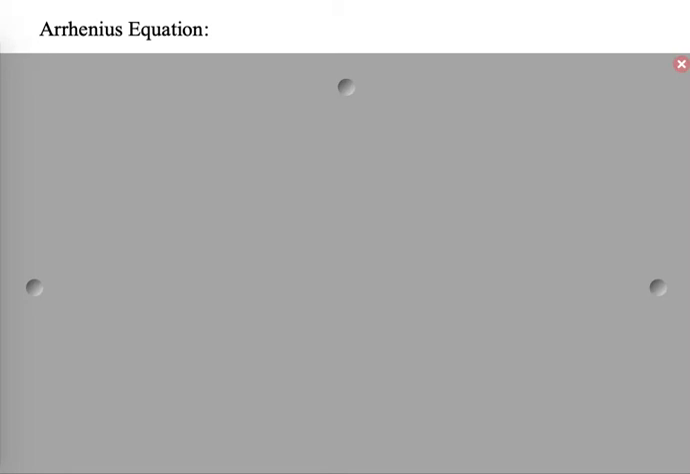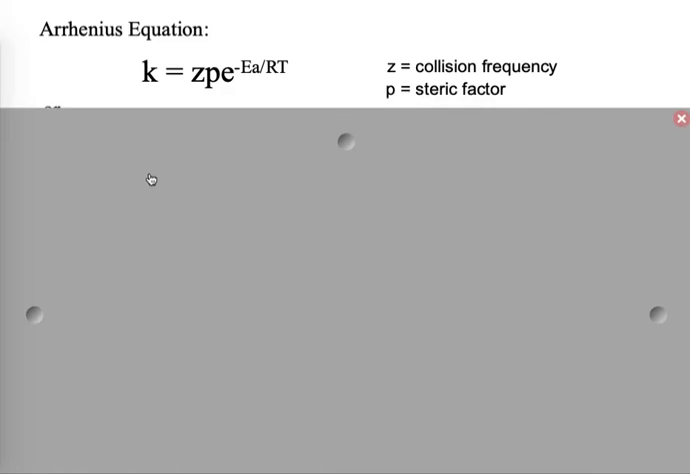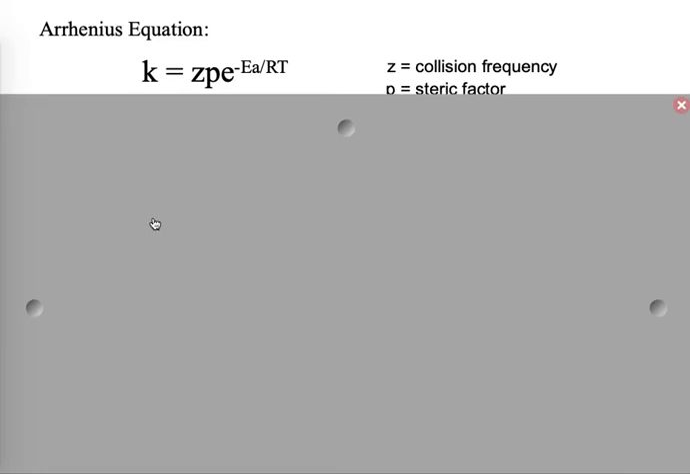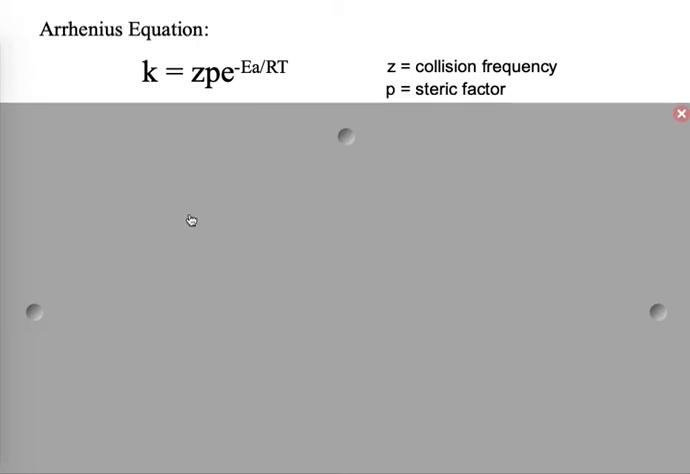So Arrhenius put all of this together in what is known as the Arrhenius equation, which tells how the rate constant depends upon temperature and other factors, as well as the activation energy. And his original derivation of the Arrhenius equation looks like this. k, the rate constant, equals Z times P times e raised to the power of negative activation energy over RT. Z is the collision frequency, and P is the steric factor, which is basically the fraction of collisions that result in reaction.